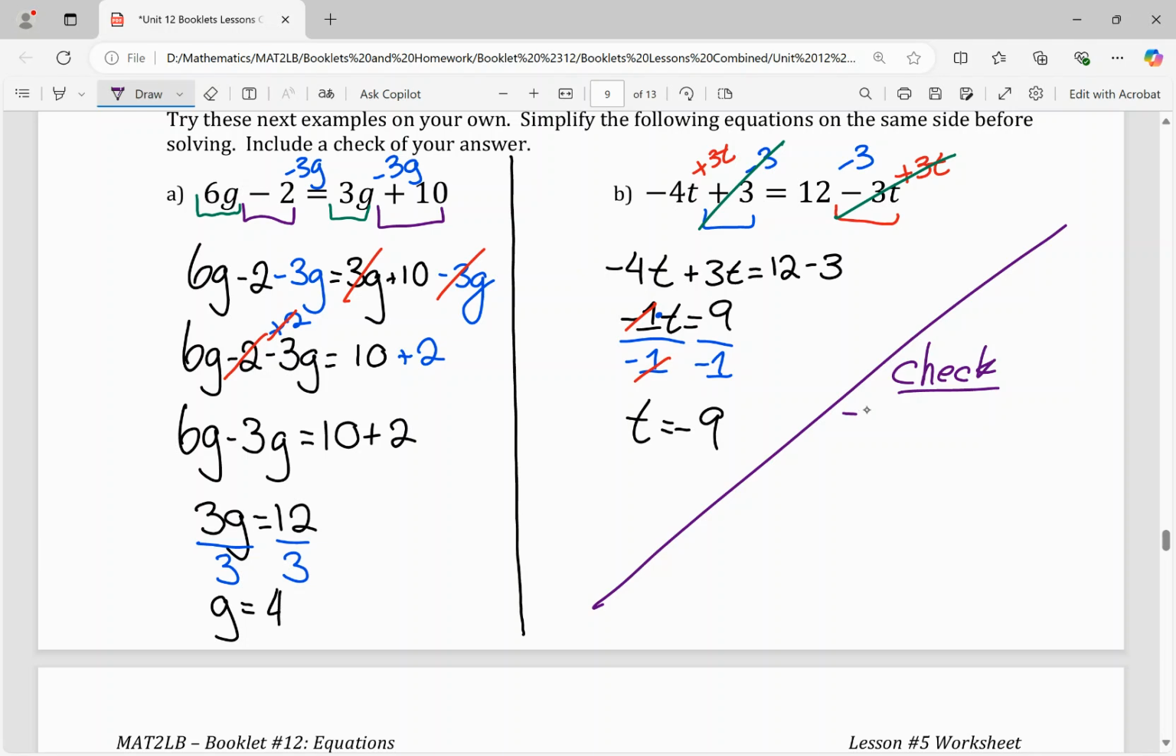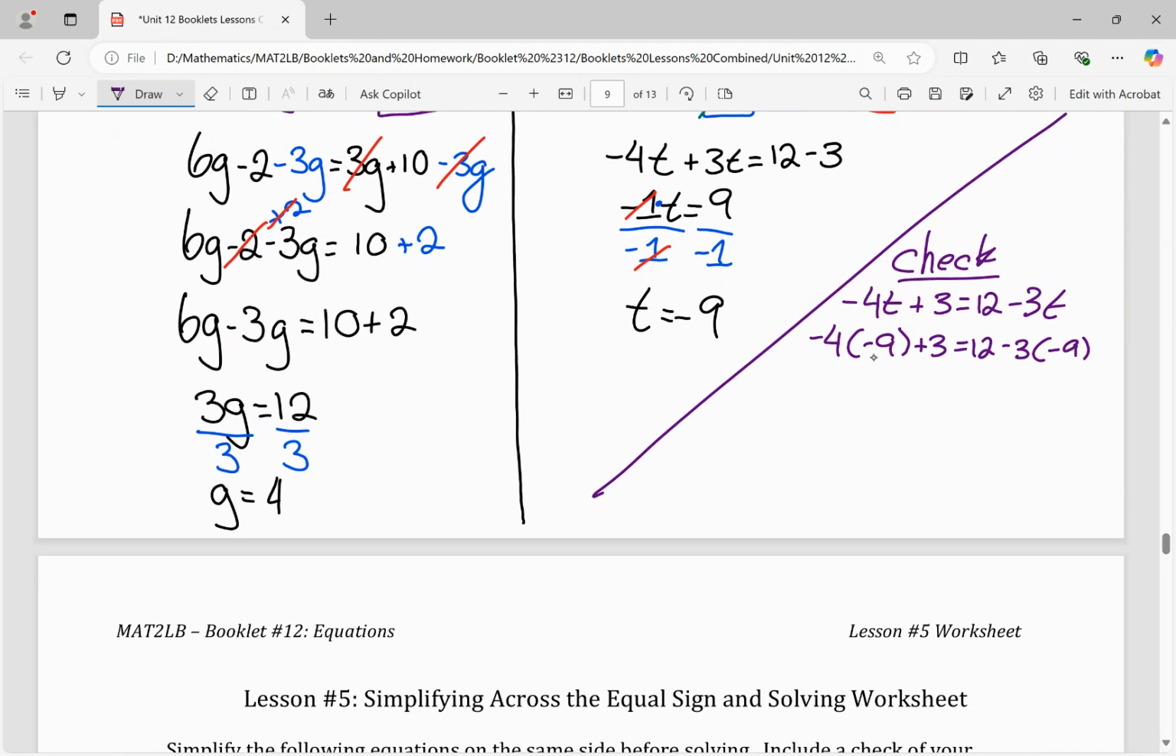So our original statement is negative 4t plus 3 is equal to 12 minus 3t. But we believe that t is negative 9. So let's take negative 9. Let's plug that in everywhere we see a t. And let's math it out.